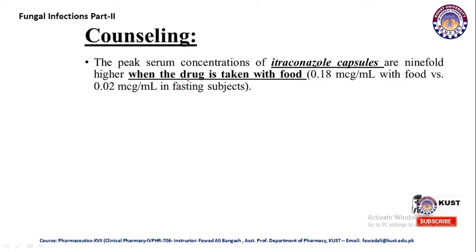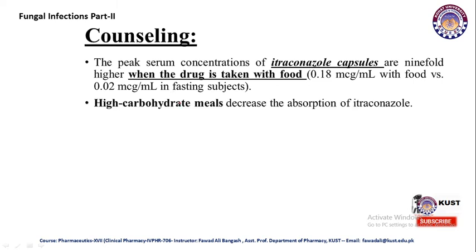So, Casey, what instruction should OM receive for taking his itraconazole dosage? Like counseling. The peak concentration of itraconazole capsules is ninefold higher when the drug is taken with food, like 0.18 mcg per ml with food versus 0.02 mcg per ml in the fasting subject. A high carbohydrate meal decreases the absorption of itraconazole. So these are some precautionary measures before prescribing itraconazole.